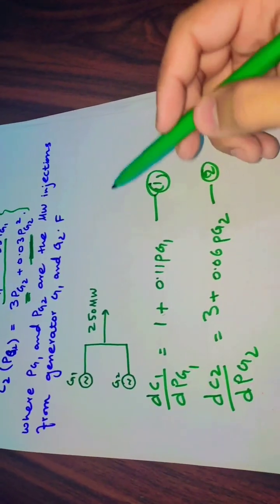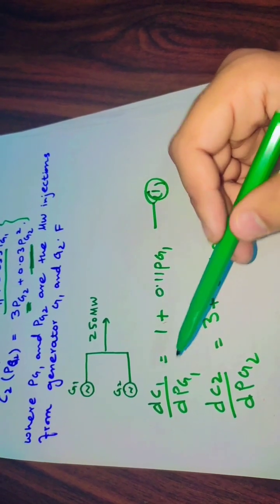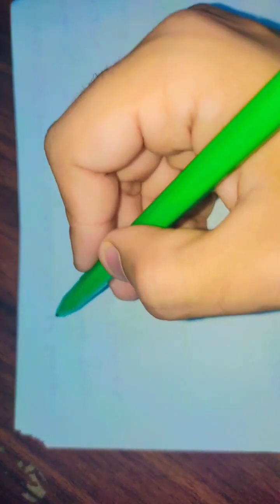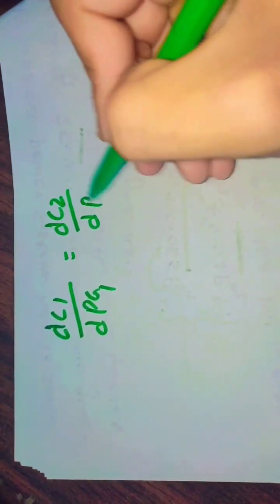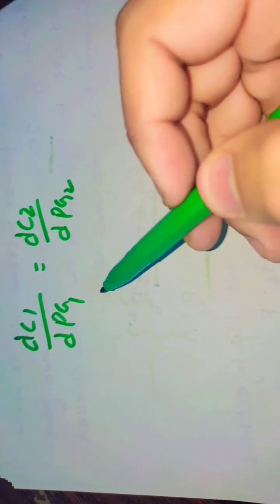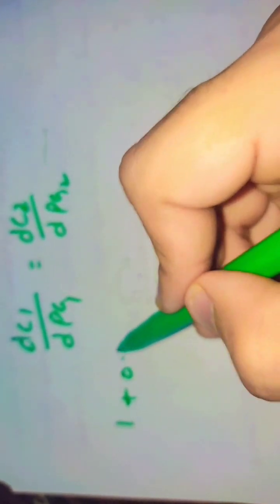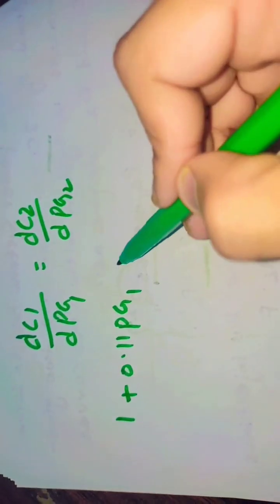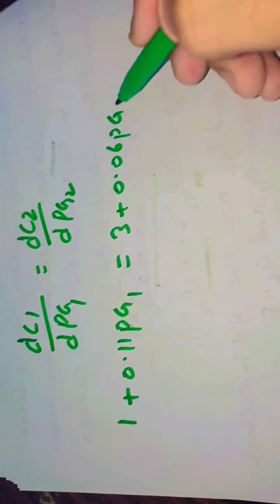Now we have the equations for dC1 and dC2. The next step is comparing these two equations: dC1 over dPg1 equals dC2 over dPg2. Now put in the values from equation number 1 and equation number 2: 1 plus 0.11 Pg1 equals 3 plus 0.06 Pg2.